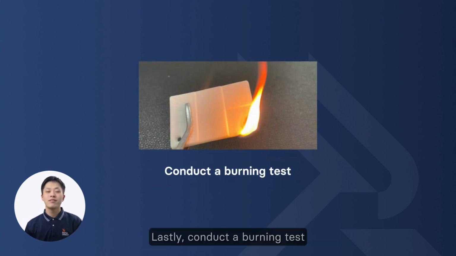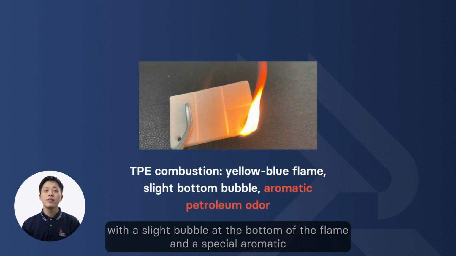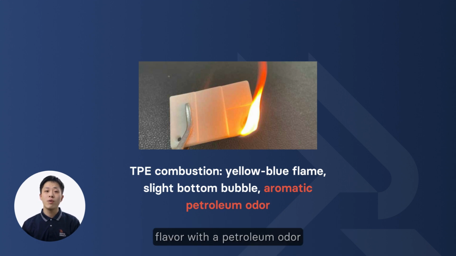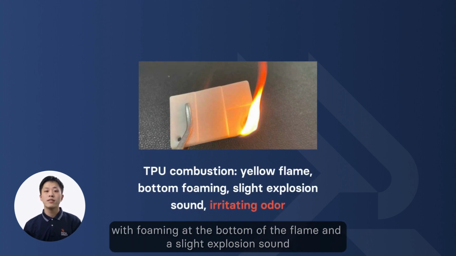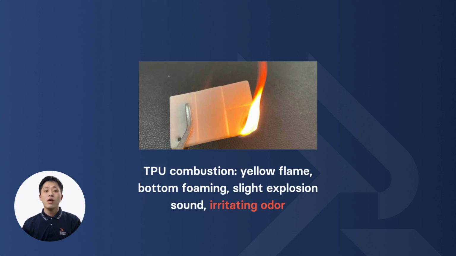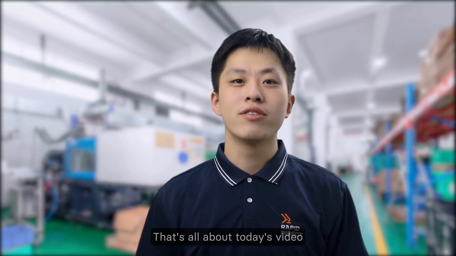Lastly, conduct a burning test. TPE combustion flame is on the yellow and blue side, with bubbles on the side and the bottom of the flame, and a special aromatic smell with a petroleum odor. TPU combustion flame is basically yellow, with foam at the bottom of the flame and a side explosion sound, along with a certain irritating odor. That's all about today's video.